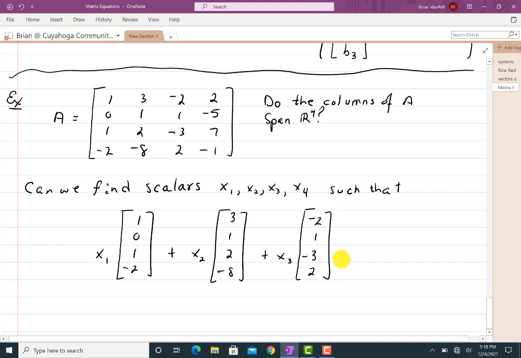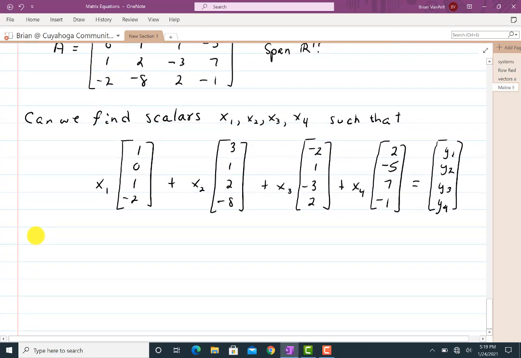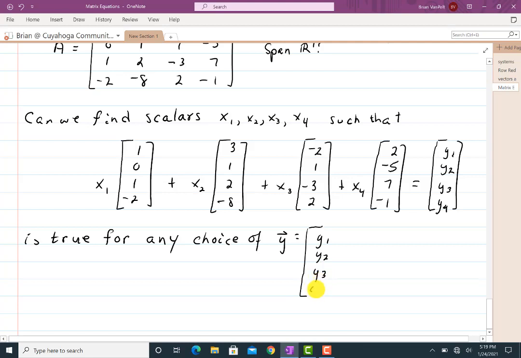And then we have x4 times the fourth column. And let me put this equals, and over here let's call this y1, y2, y3, y4. So, can we find scalars such that this equation is true for any choice of y, which is that y vector, in R4? So if I have a solution every single time, then I know that it spans them.